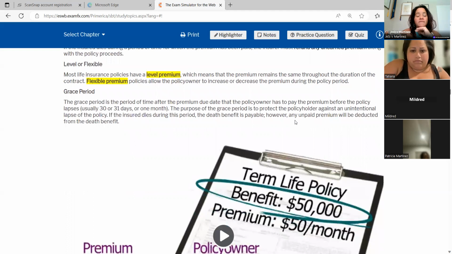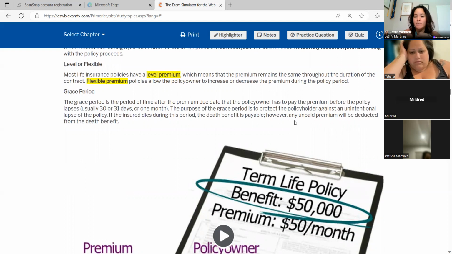Now you also have something called a grace period. The grace period is the period of time after the premium due date that the policy owner has to pay the premium before the policy lapses. This is normally 30 or 31 days, like a month. You can miss one payment and your policy will not lapse.